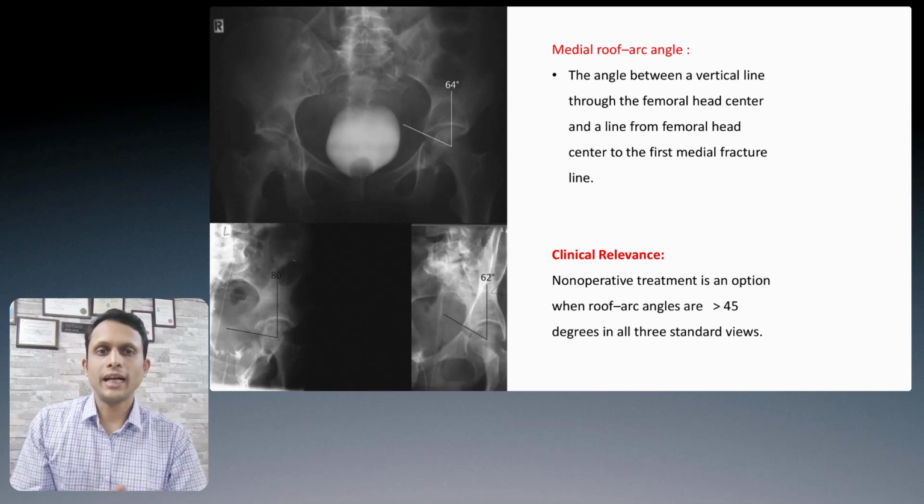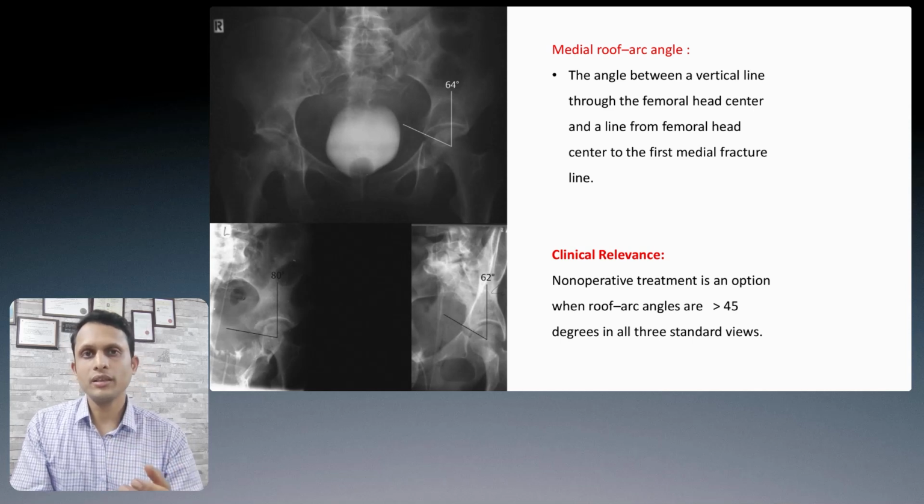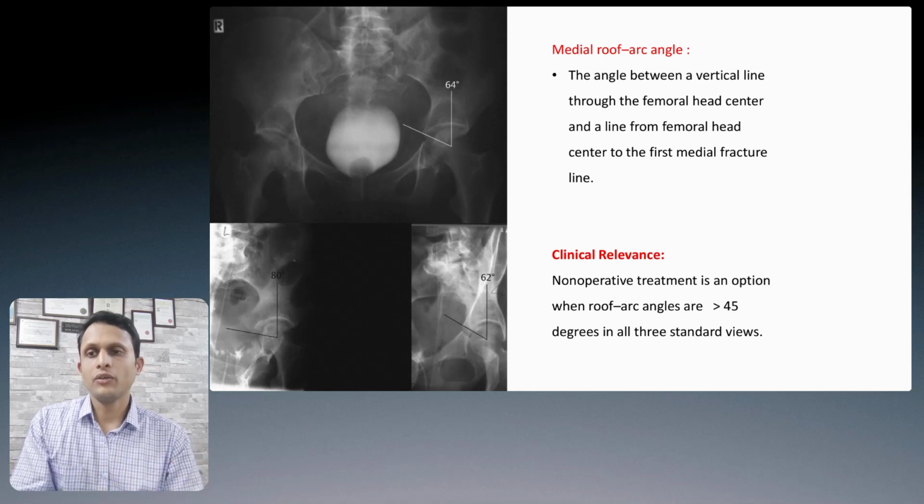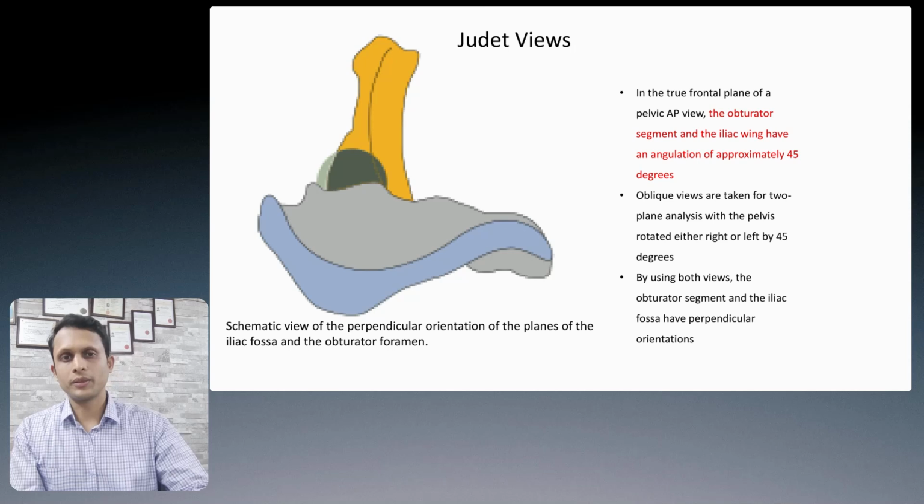It is basically measured between a vertical line through the center of the femoral head and another line drawn from the center of the femoral head to the first medial fracture line. If the roof arc angle in all three views, that is anteroposterior, obturator, and iliac view, is more than 45 degrees, one can think of conservative management.